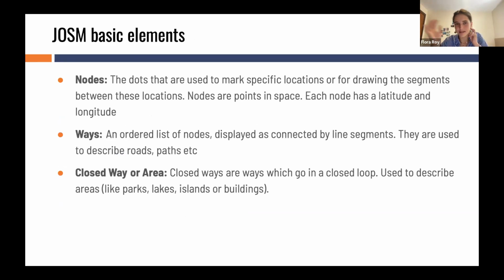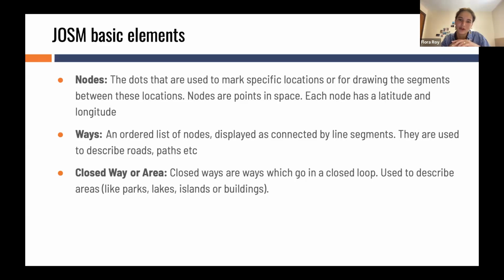So the basic elements in JOSM are similar to the basic elements in OSM or in GIS in general. It's just the terminology that's a bit different. So we have nodes, which are dots just used to mark specific locations. And they're just points in space. And each node obviously has a latitude and a longitude. And so these are the sets of coordinates that determine where it is.